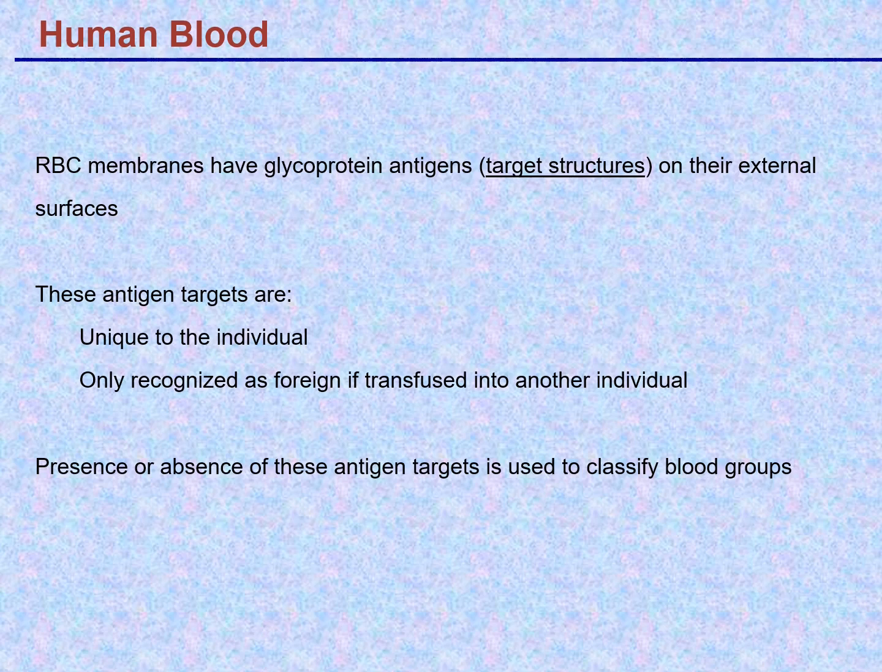There are certain particularly important antigen structures. An antigen is a foreign molecule that your immune system can respond to. There are some particularly important antigens on red cells. They include the ABO system and the RH system.